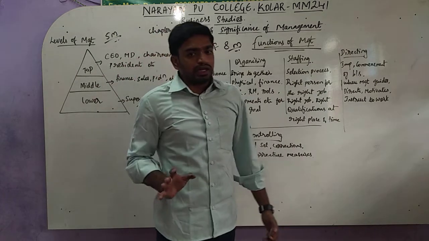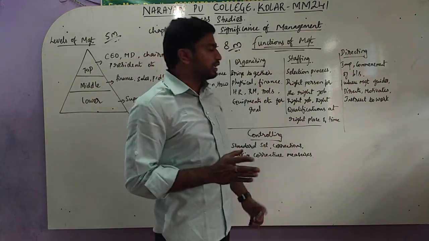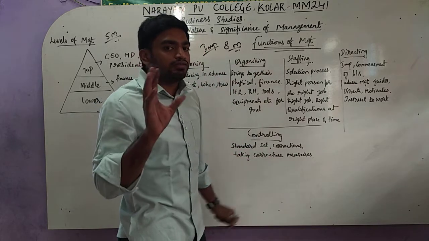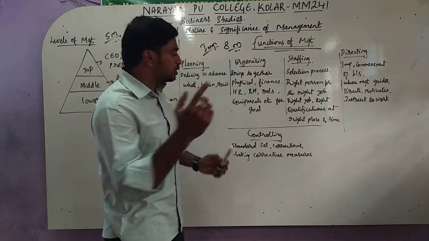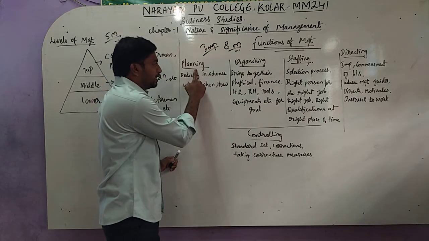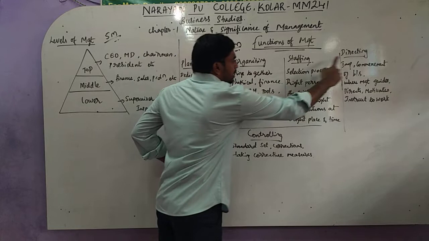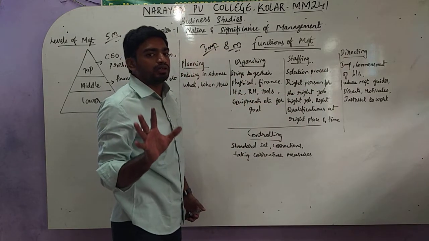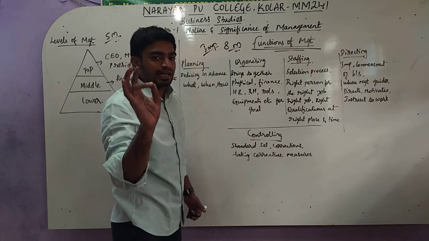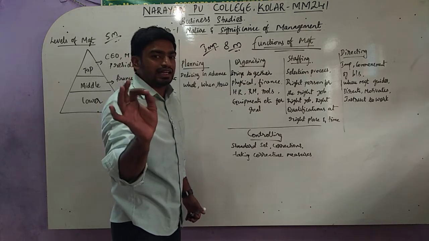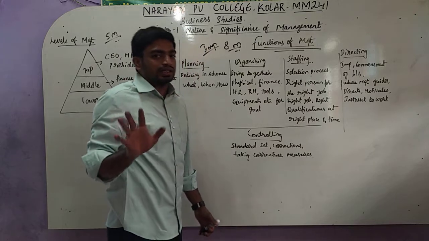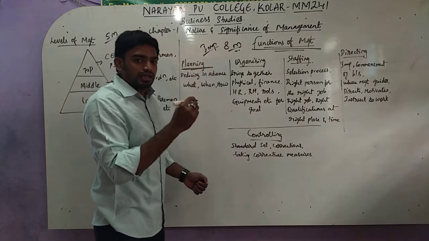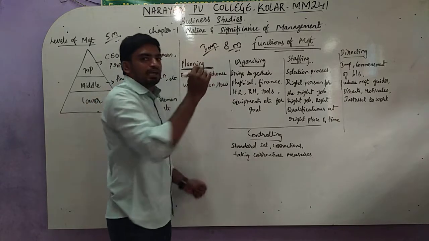I hope all of you know that, as you came across it at the beginning itself. How many functions of management are there? 5 functions. Which are those? Let's go one by one. Planning, organizing, staffing, directing, and the last one, controlling. These are the 5 functions. Let us go one by one. The first point is planning.